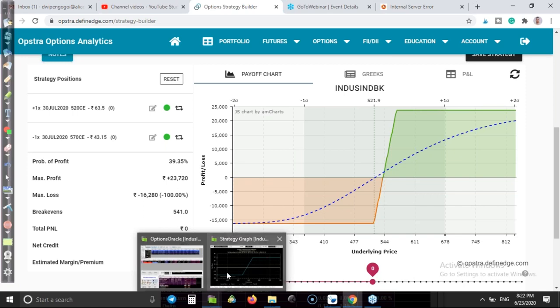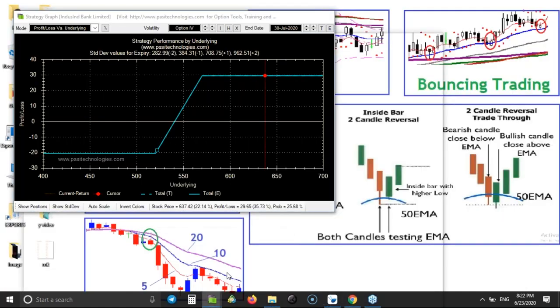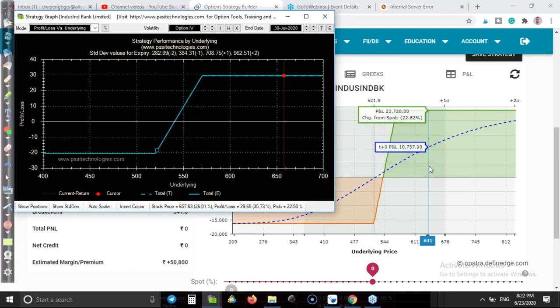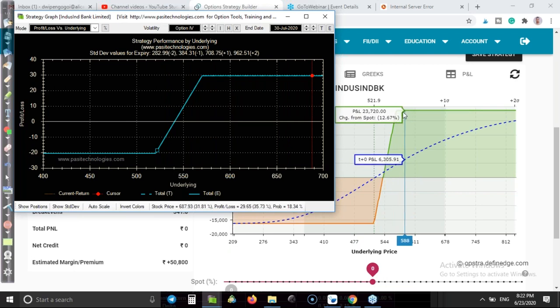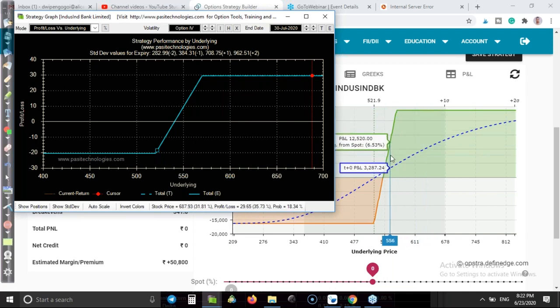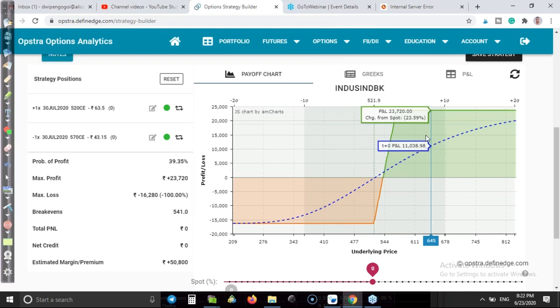Now this platform is a little different. All right, let's check this platform and this platform. In this platform we see two lines. This line and this line are the same. I'm talking about this line. This line is calculating till expiry, when the price will expire. That is why I'm using this platform.